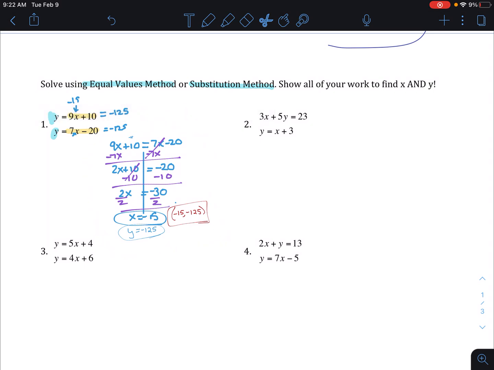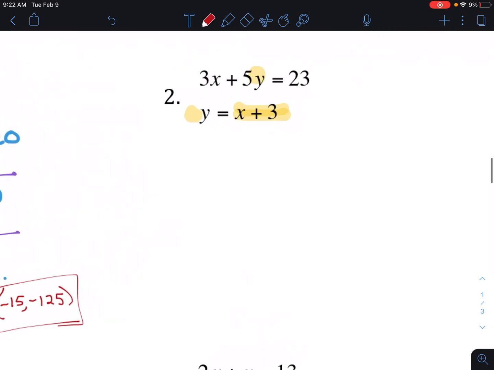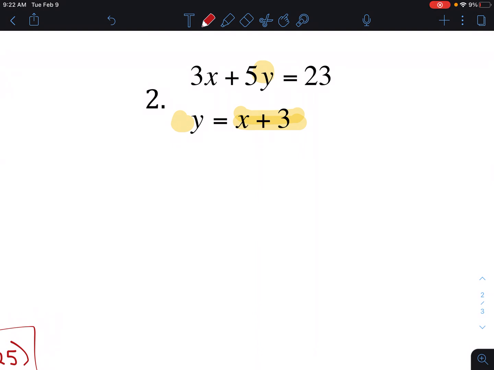Okay, in number 2, this is not an equal values method because the first equation does not have one of the variables by itself. The second equation does, and so I'm going to use the substitution method. And so since all of this stuff is equal to y, in the other equation, wherever the y is, I'm going to replace it or substitute it with all of that stuff. So I'm going to rewrite that first equation, and that's 3x plus 5, and then instead of y, I'm going to replace y with x plus 3, and then that equals 23.